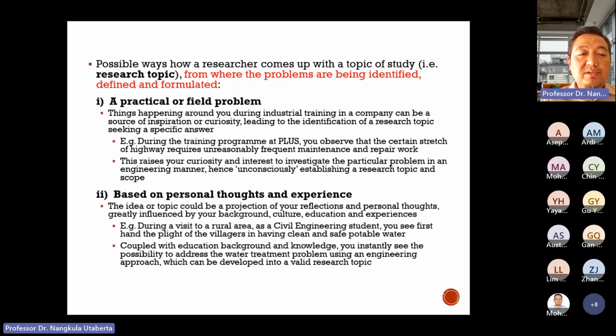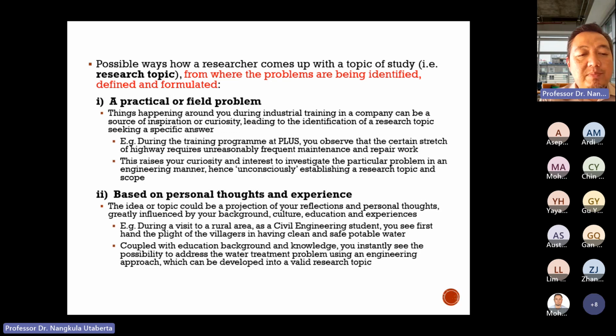For example, I give an example here, when you talk about highway, a highway training program, you see certain requirements were needed to be inserted in the training. So you come out from what you found in the field. That was the first inspiration, a possible source of the problem.